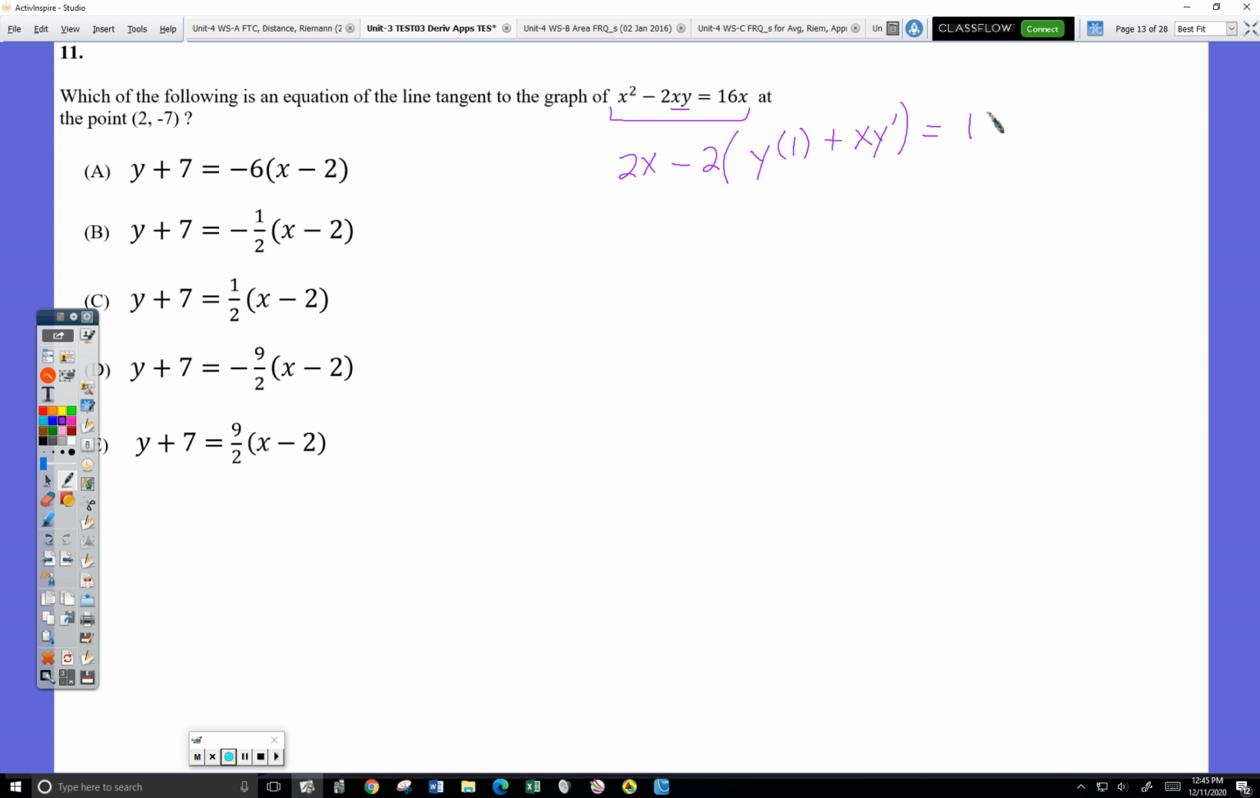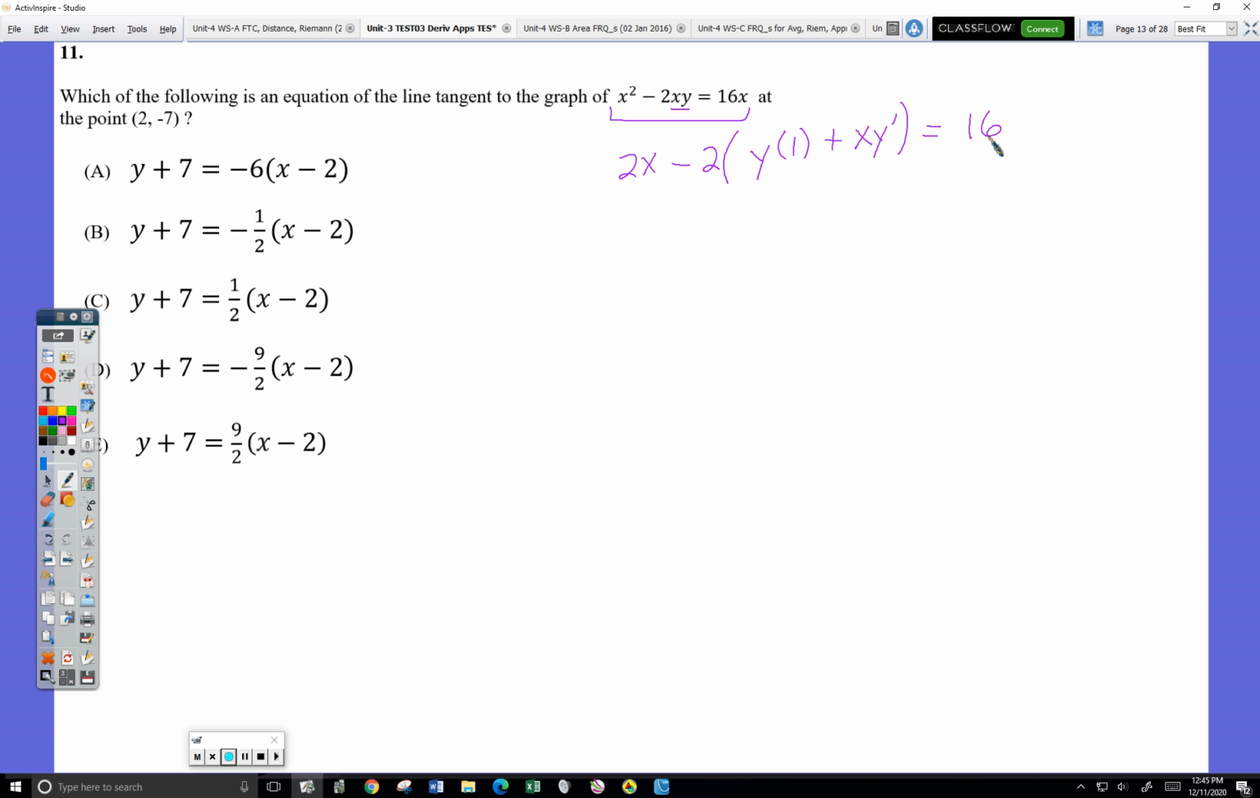Are you okay there? Yeah. Derivative of 16x is 16. So did you get to that point? Yes. Does anyone else need me to go through that in any more detail? Cool. So tell me what you did next. Tell me the next line.